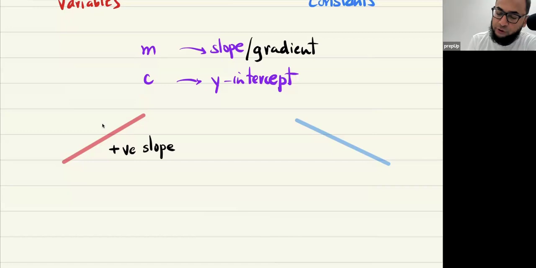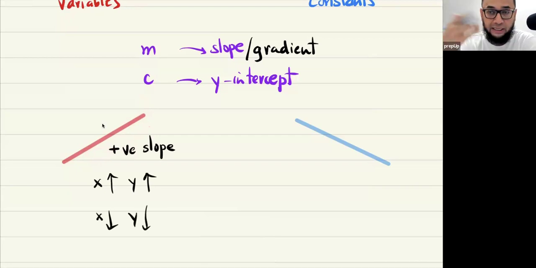So that is a positive slope. Why? Because if x increases, y increases, something like direct proportionality. x increases, y increases. x decreases, y decreases. This is called direct proportionality. That has a positive slope.